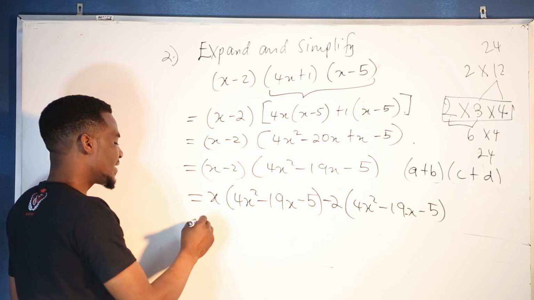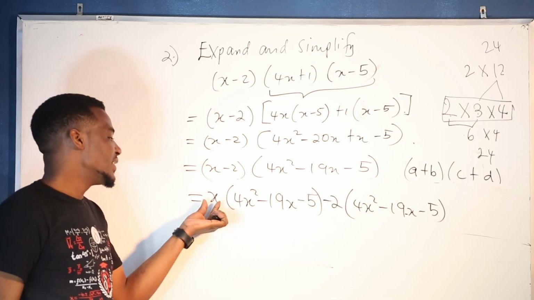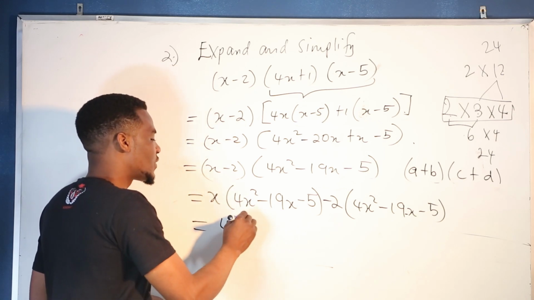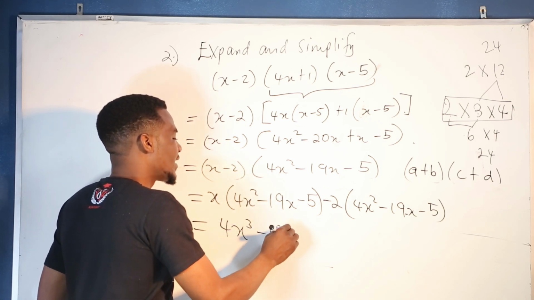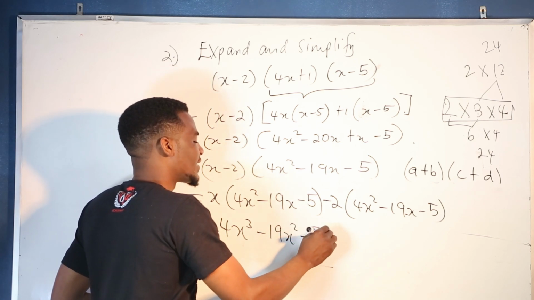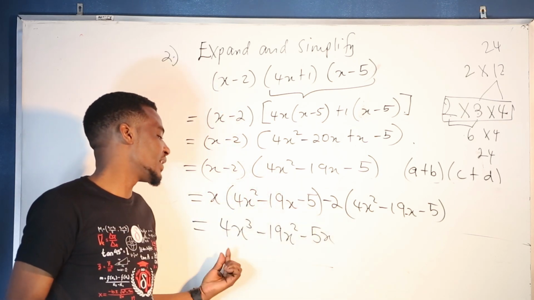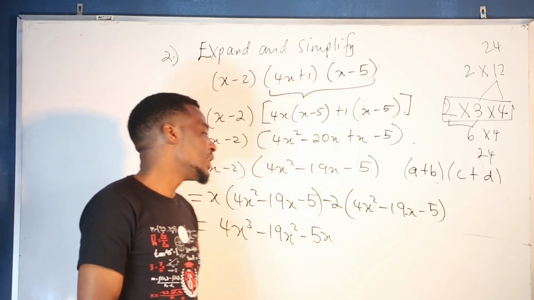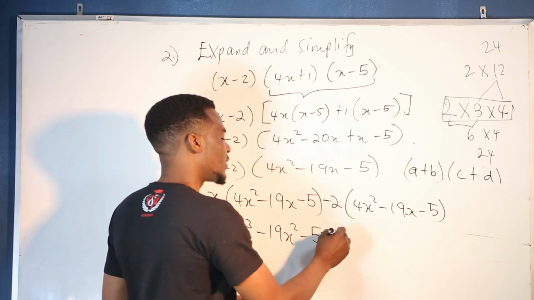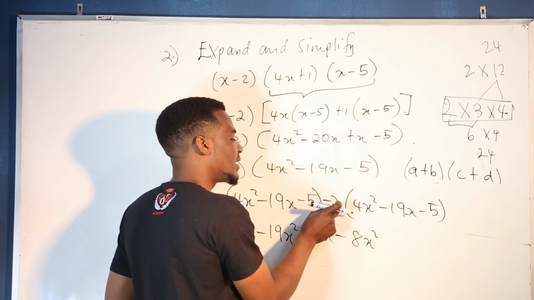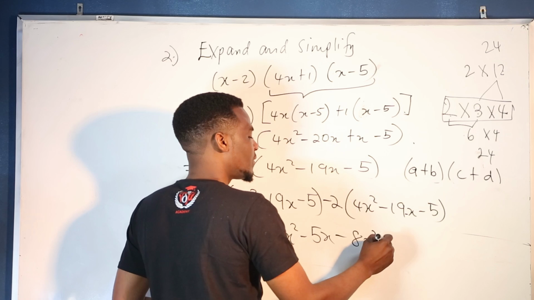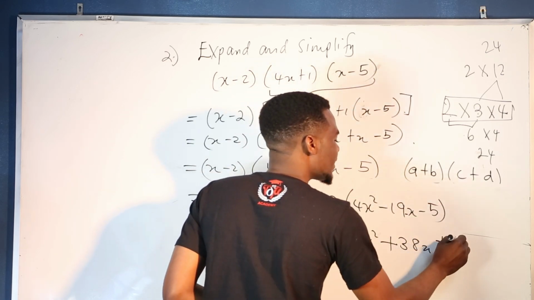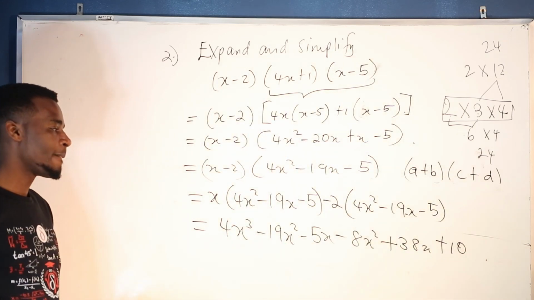And then the next thing, what are we going to do next? Let this x multiply all the terms inside the brackets. This is going to give us 4x cubed minus 19x squared minus 5x. If you say x times everything here, we get this expression. What about if we take this minus 2 and multiply with everything inside the brackets? What do we get? We're going to get minus 8x squared, plus 38x, and plus 10. Awesome.